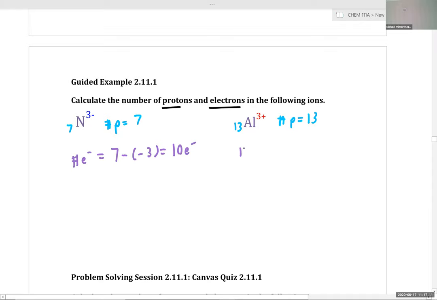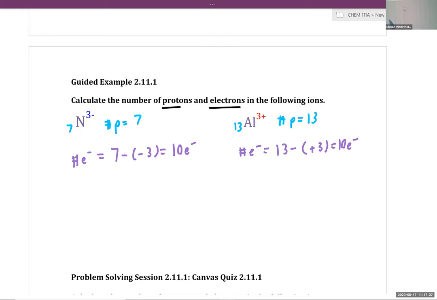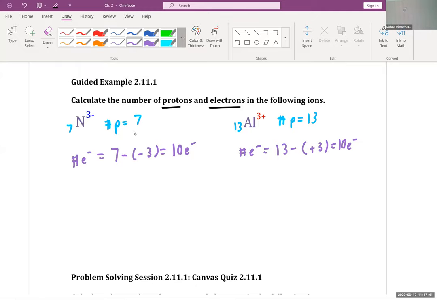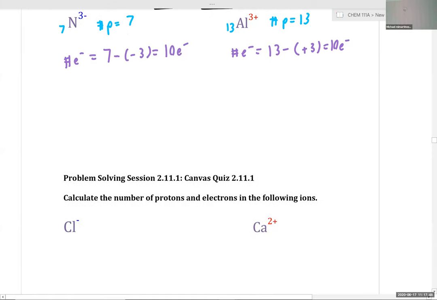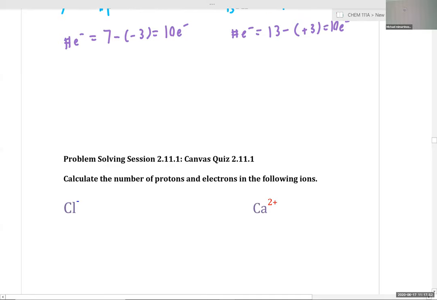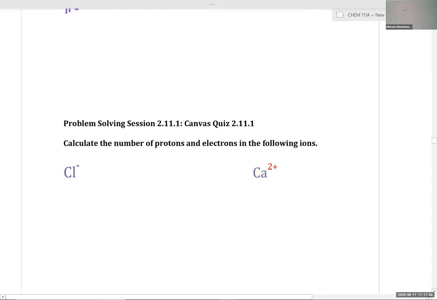For aluminum, our number of electrons is equal to our number of protons, which is 13, minus the charge, which is +3, giving us 10 electrons. Does this example make sense? Any questions on this example? Okay, if there aren't any questions, let's open up Canvas Quiz 2.11.1 and I'll have you calculate the number of protons and electrons in the following two ions. I'll give everyone about 3 minutes to work through this example, and then we'll come together as a group to discuss.